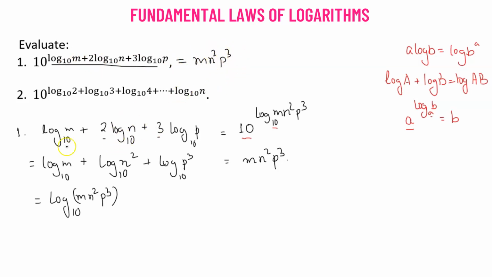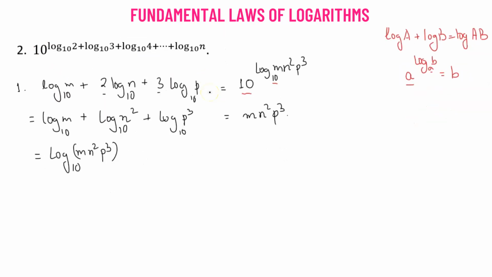Okay. Using similar logic, we can also compute the value of part 2. So let's do that. Here we'll begin with the exponent part. We have log of 2 with a base of 10 plus log of 3 with a base of 10, and this goes all the way up to log of n with a base of 10. Each of the logarithmic terms has a coefficient of 1, so we do not have to apply any other property here. All we have to do is straight away add them.